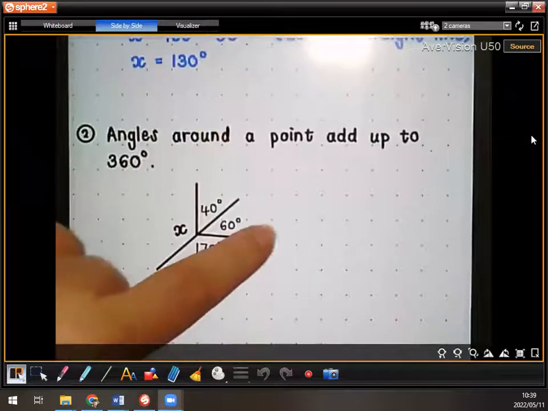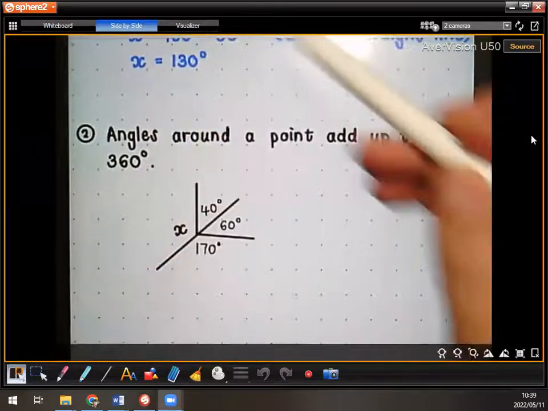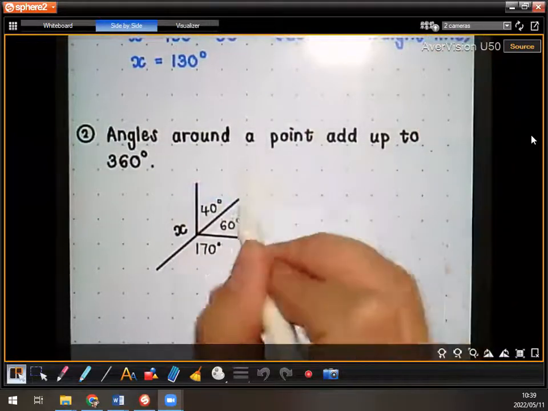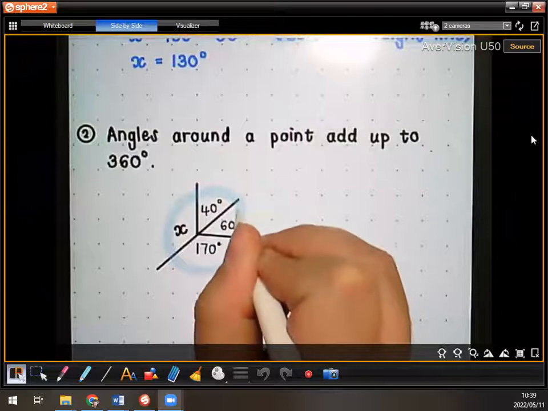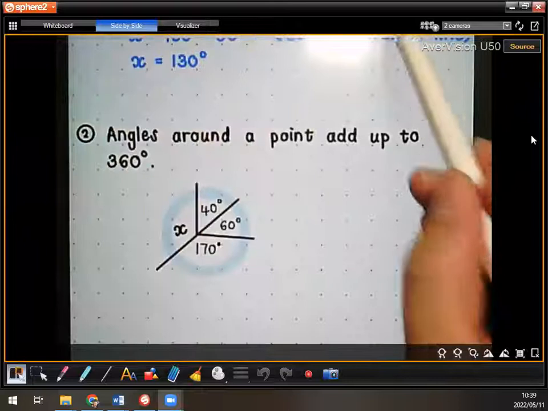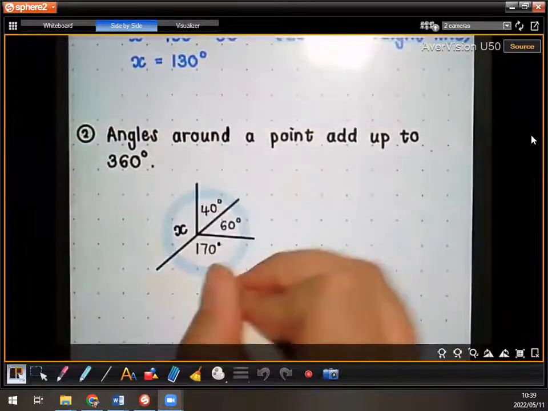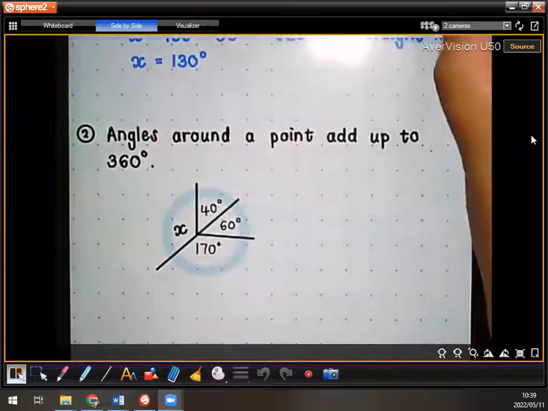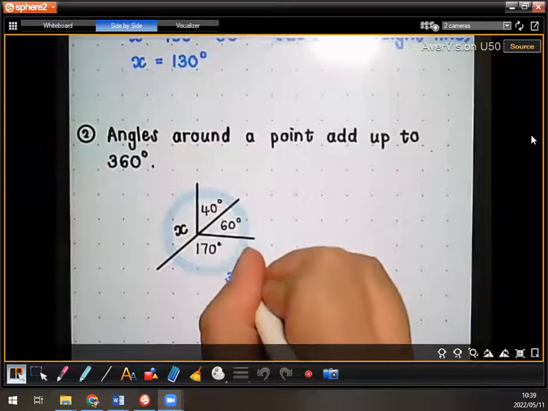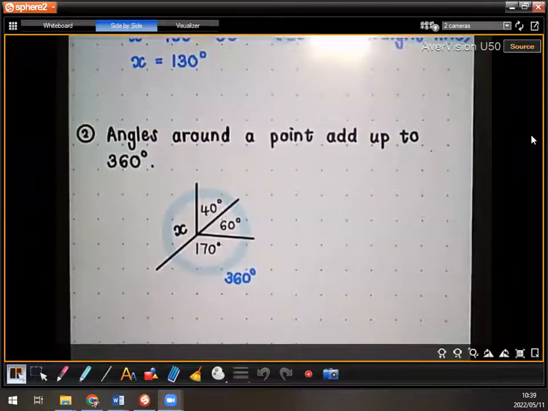In this case, guys, let's do like a little circle around all of these angles and show that that is equal to 360. It doesn't have to be a perfect circle. So all of those angles all together would give you 360 degrees. So to get x, we're going to say the total, the 360 minus the other 4.